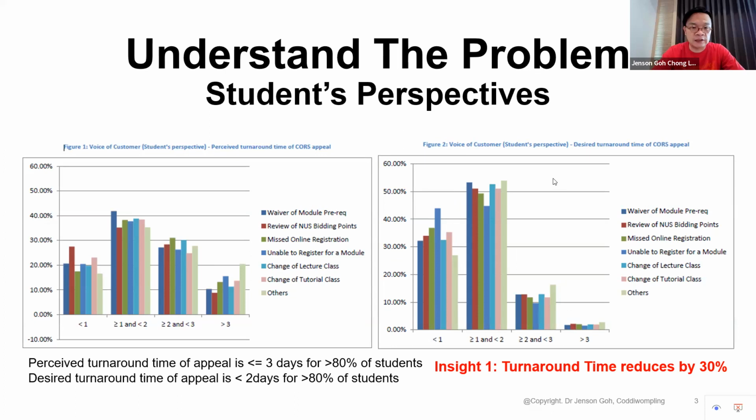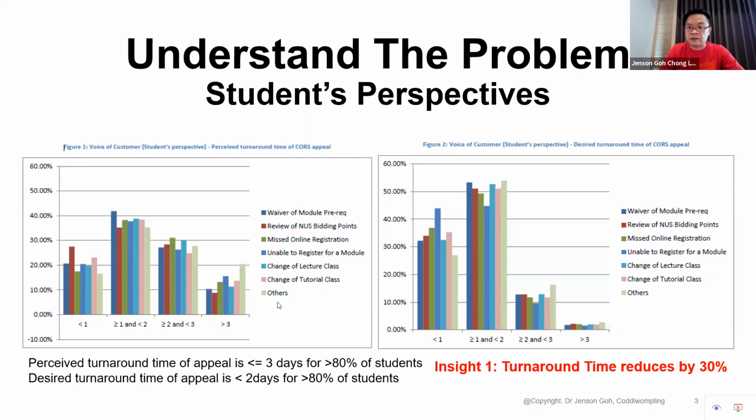As you can see from this diagram on the left, the different types of module appeals go into different color shading, and you can see that the perceived turnaround time by students hovers around greater than 1 day to less than 3 days.